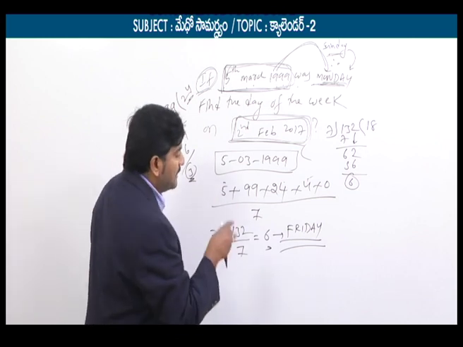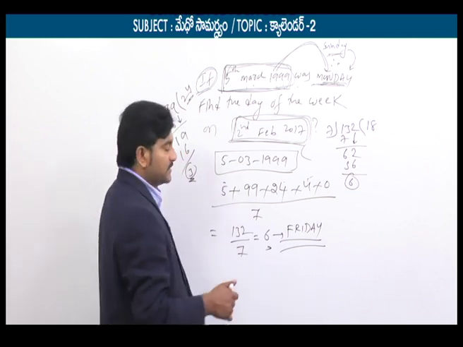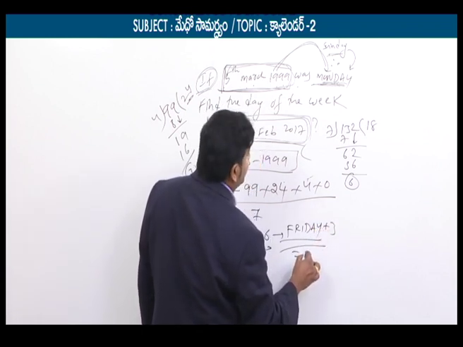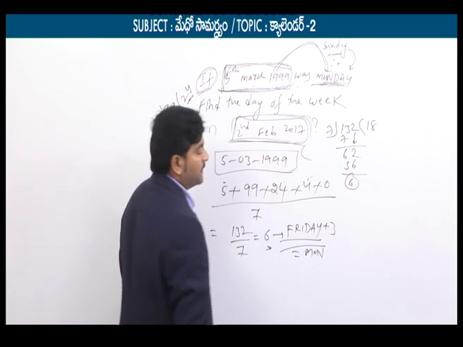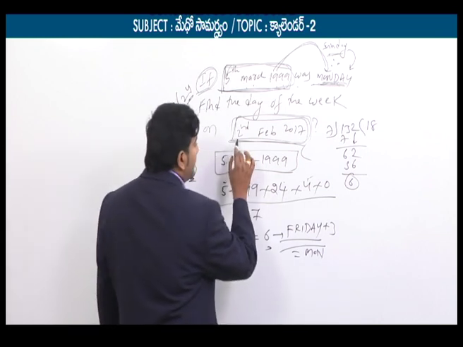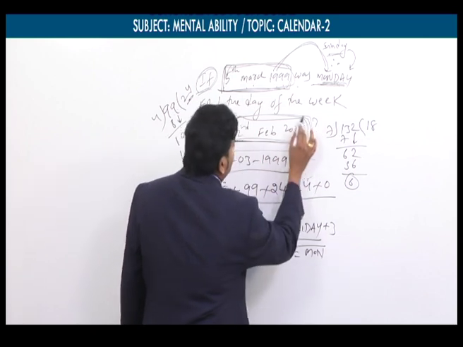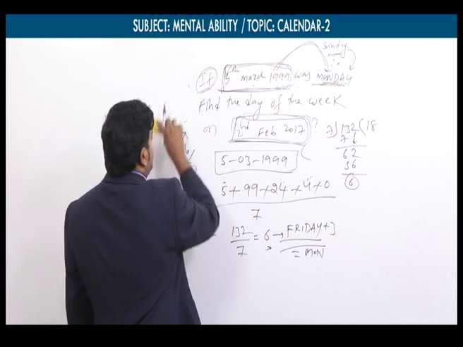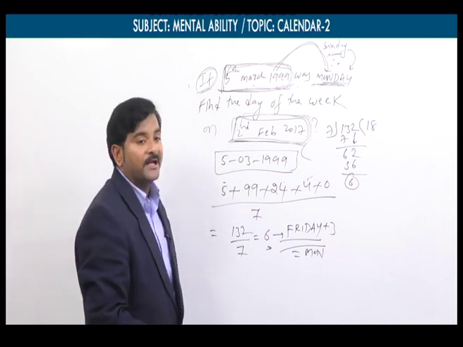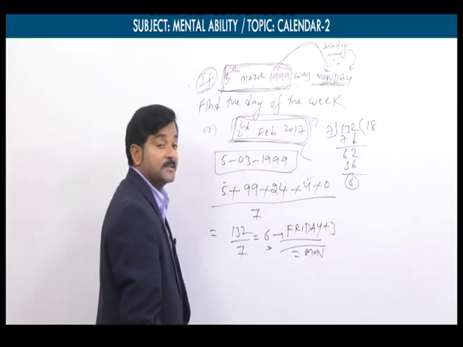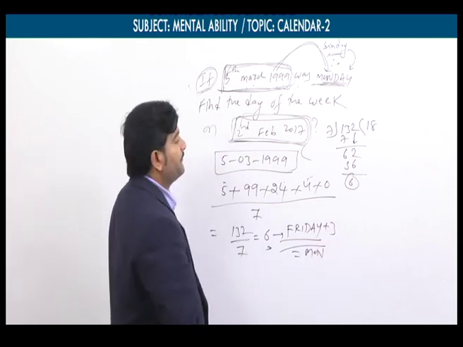To get Monday, how many days did he add to Friday? 3 days. If I add 3 days to Friday, Friday plus 3 days, how much will you get? Monday. Now in the second case, what do I have to do? I have to find out the actual day for this date. After getting that actual day, what do I have to do? I simply have to add plus 3. You will get the required answer.